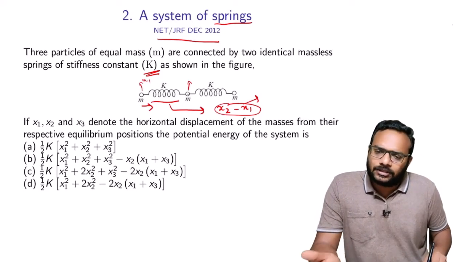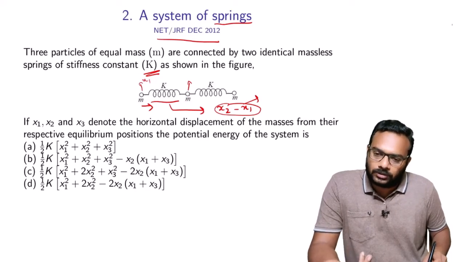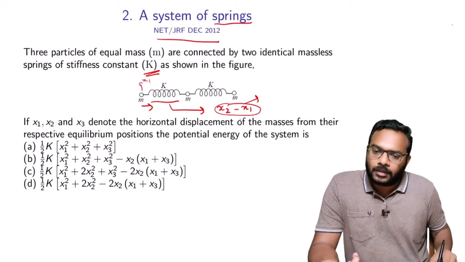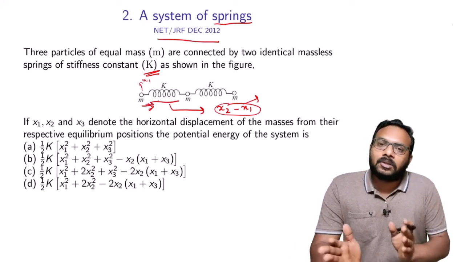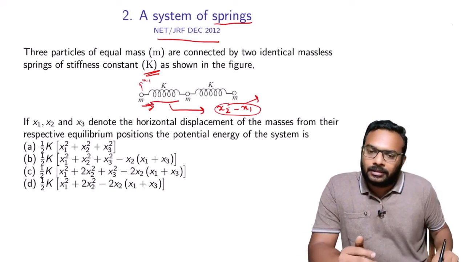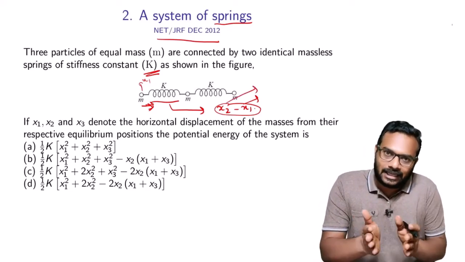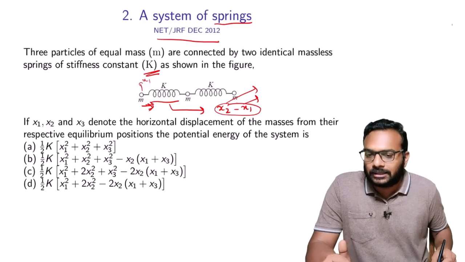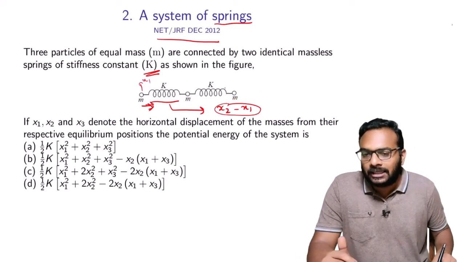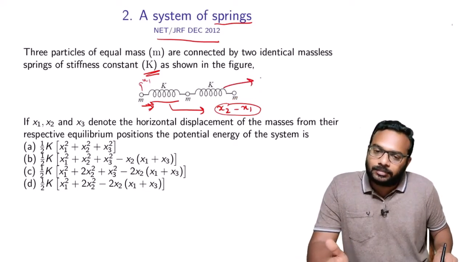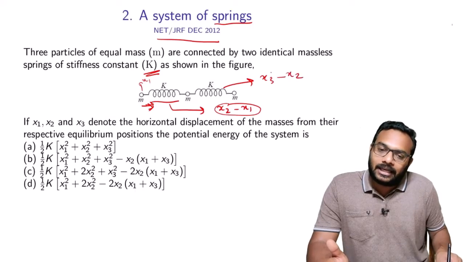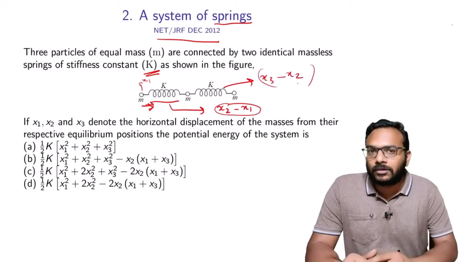and let's say x2 is the displacement from the mean position of particle 2, of mass 2. If x1 is in this direction, then we see that the potential energy decreases, because whatever extension is caused by x2 is compromised by this x1. It brings it together. So x2 minus x1 is the correct thing. Similarly, the extension of this spring would be x3 minus x2. That's it. We have solved the problem.